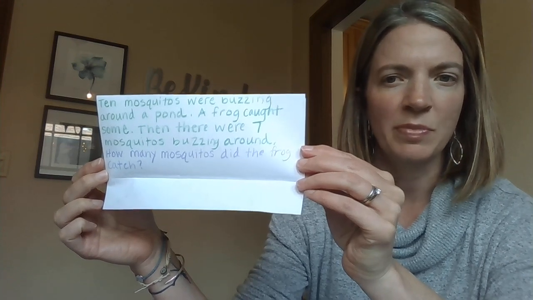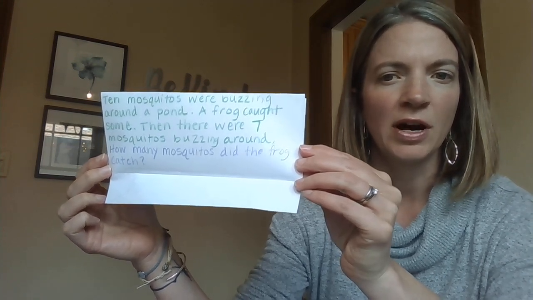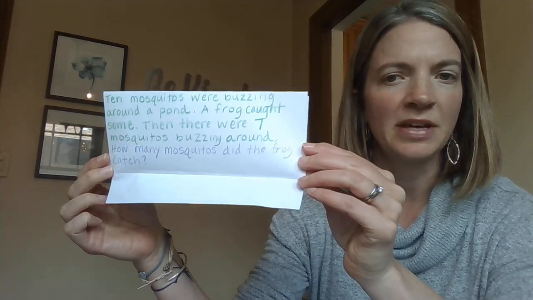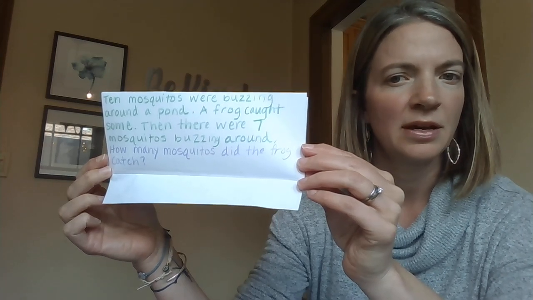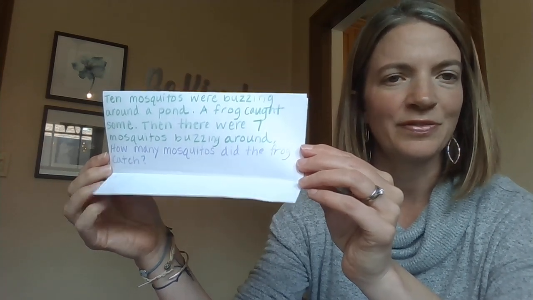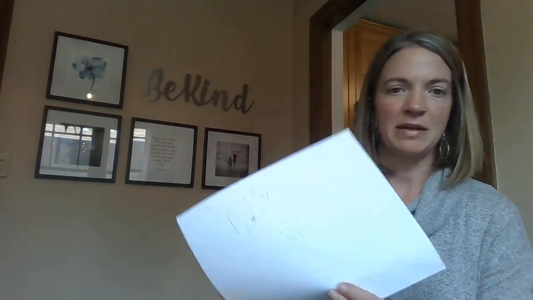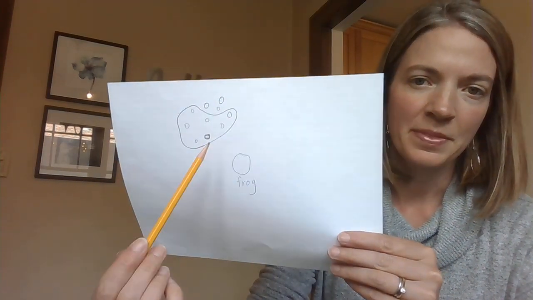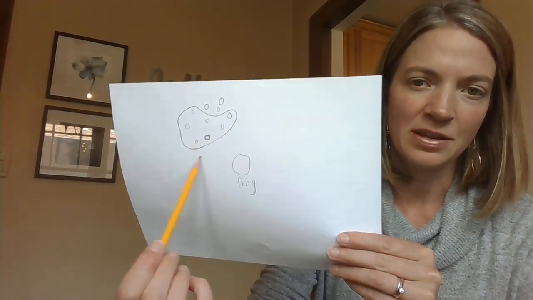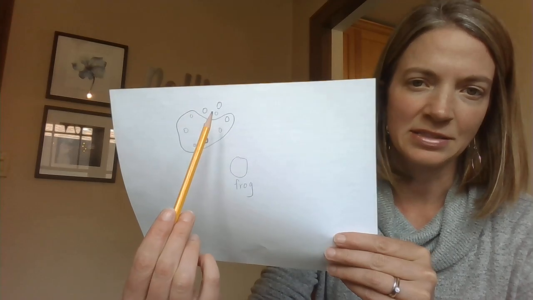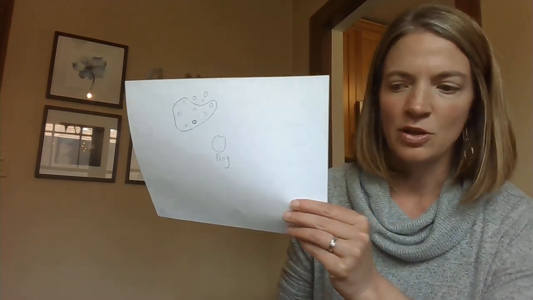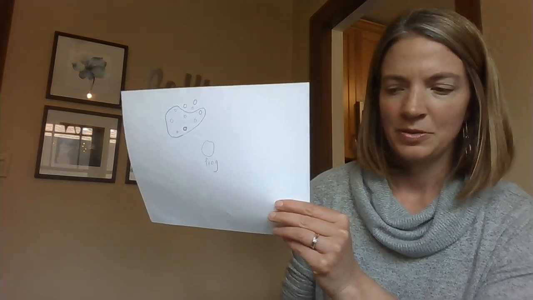10 mosquitoes were buzzing around a pond. A frog caught some. Then there were 7 mosquitoes buzzing around. How many mosquitoes did the frog catch? And so I can see in my model, here we had our 7 that were still there. I can see that the frog must have caught 3 mosquitoes.